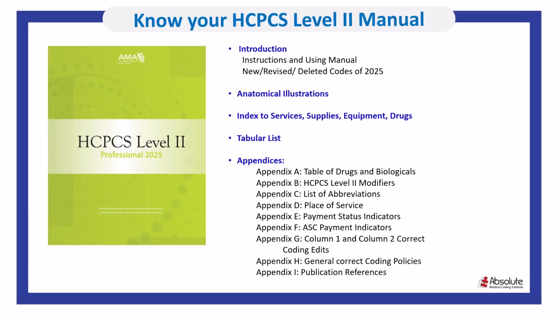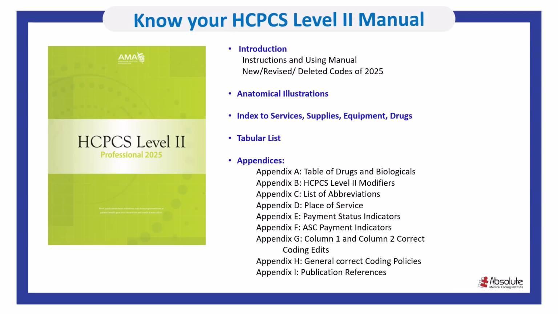But most HCPCS Level II manuals have the following. They'll have an introduction. Most have anatomical illustrations. Some don't, but most do. You'll have an index to service, you'll have a tabular list, and you'll have appendices. In this AMA version, we have Appendix A, that's where the table of drugs and biologicals are. Appendix B, you have your HCPCS Level II modifiers.